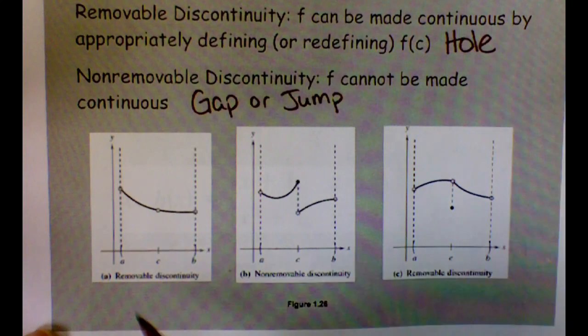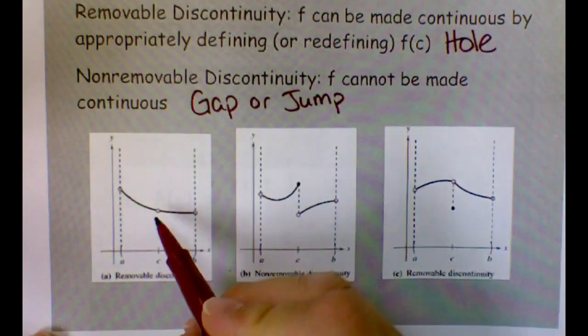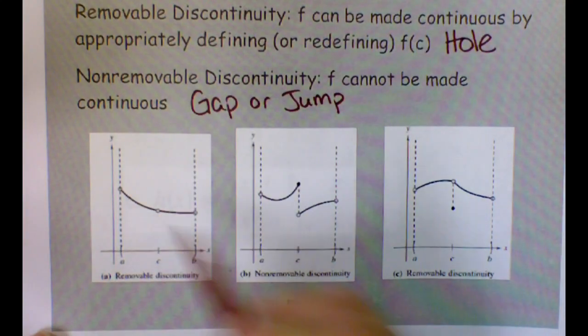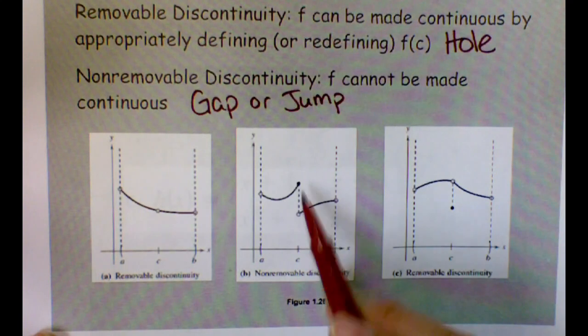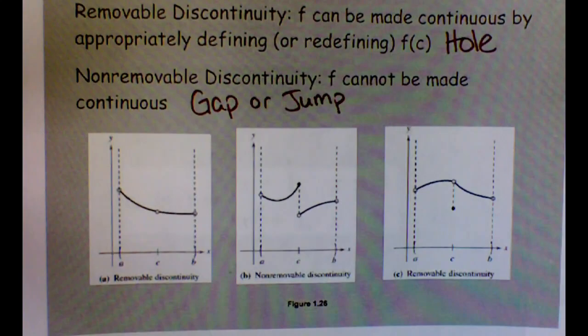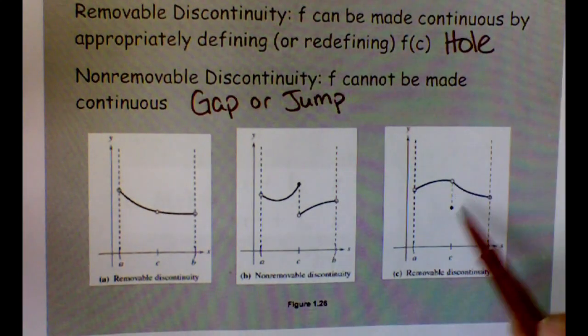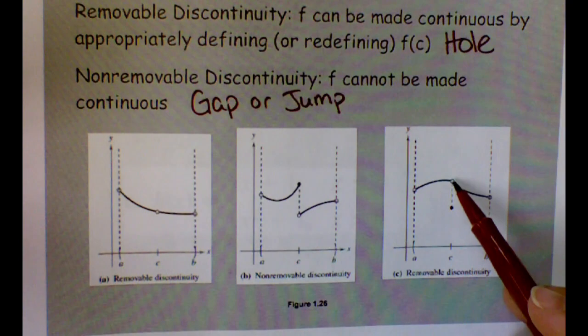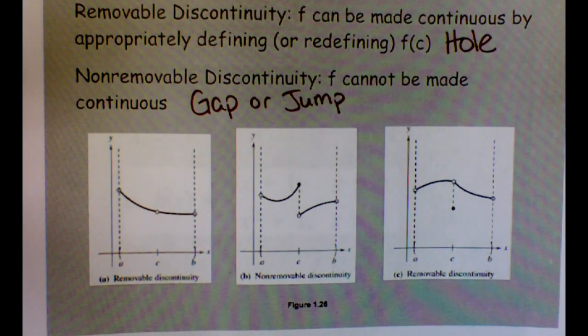So if we look at those same three pictures we just saw, the first one is a removable discontinuity. I just need to define that one point. The second one here is non-removable because there's a big jump. I can't simply fix it. And the third one is removable because I could just redefine this one point into that hole.